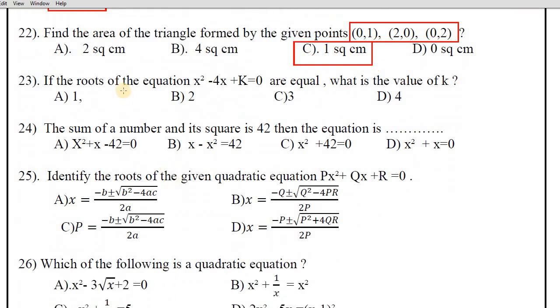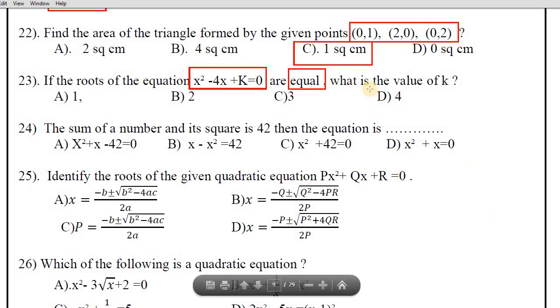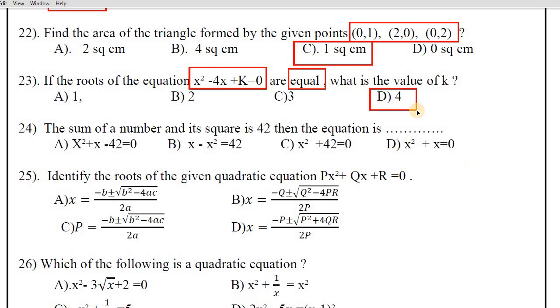Let's take another question. If the roots of the quadratic equation x square minus 4x plus k equals to 0 are equal. So these roots are equal children. When the roots are equal, you wanted to use b square minus 4ac is equals to 0. Why I am using is equals to 0? Because here the roots are equal, and substitute the values of a, b, c children, and you can easily find the value of k. So therefore here the value of k is 4. So option D is right for this question.